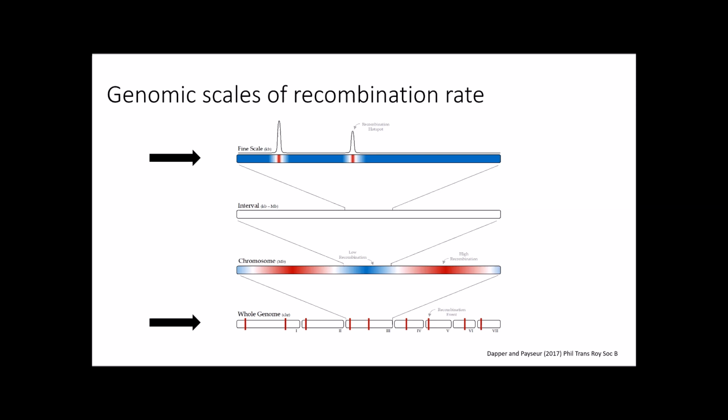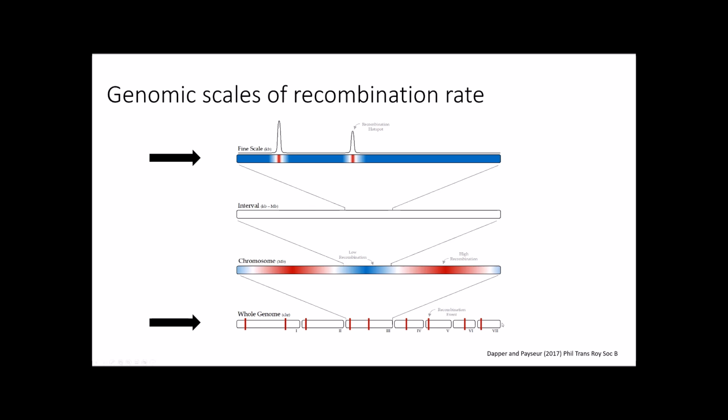In some species, including mammals, there are so-called recombination hotspots where a disproportionate number of crossovers occurs. And they're surrounded by recombination cold spots. And then one up from that, we could imagine counting crossovers in intervals that might be megabases in size. And we see more gradual transitions in the recombination rate at that level.